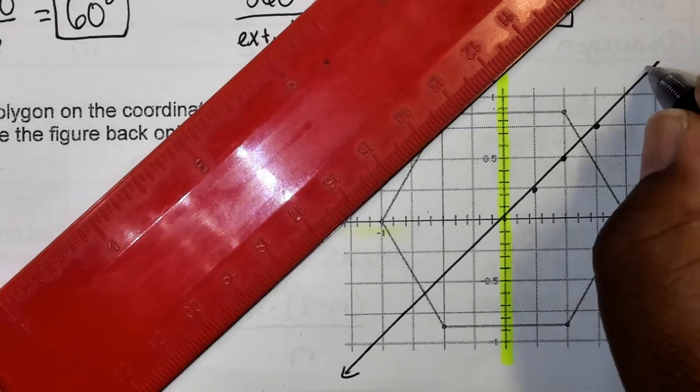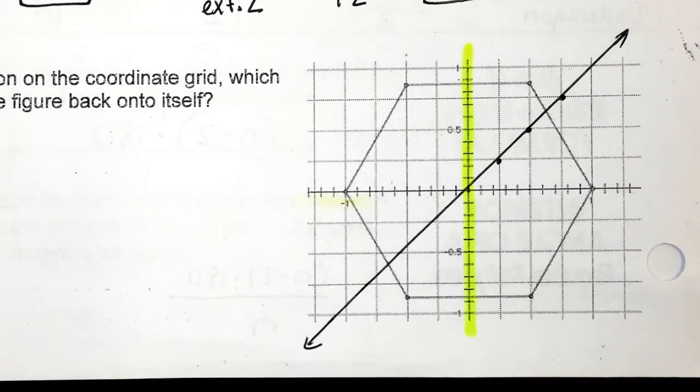Off a little bit, but we can get it. So once I draw this diagonal in, we're looking to see if we can flip the figure over this and it land on itself. Colin, what do you think? Can this flip over this and land on itself? Some people saying no. Looking at this, I would say no too.